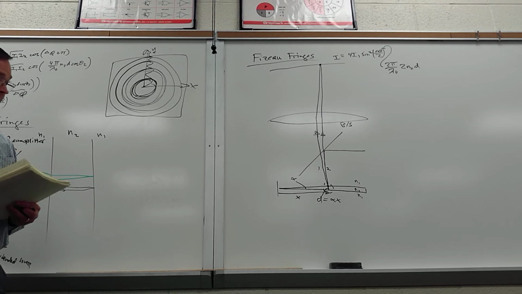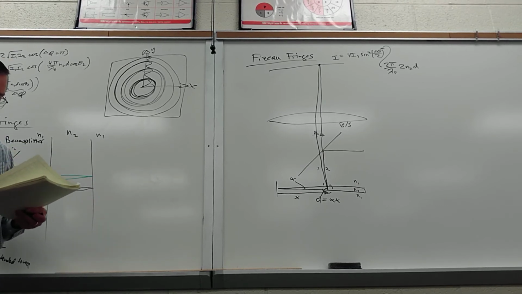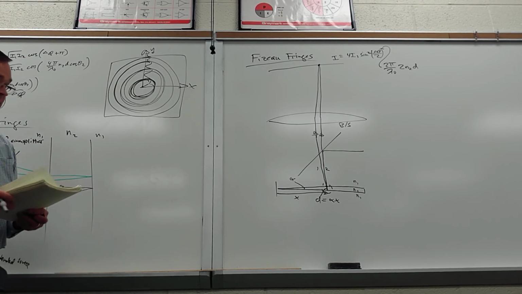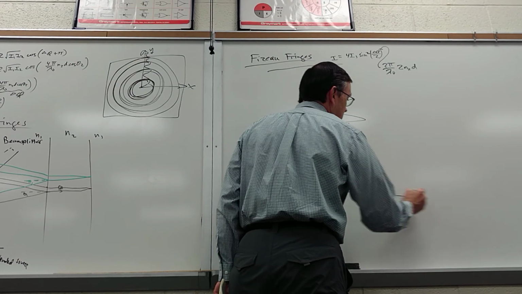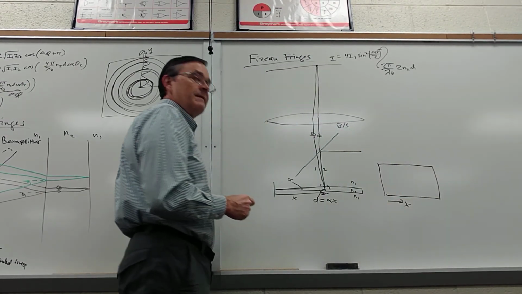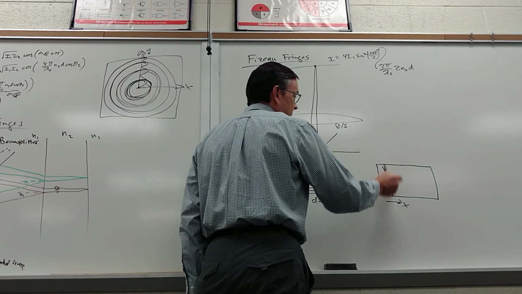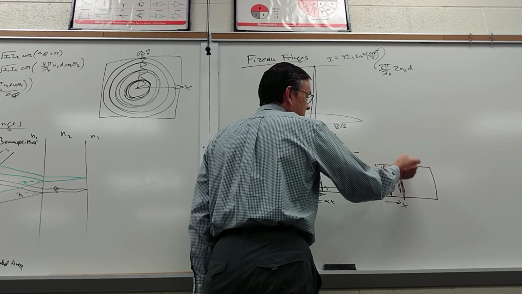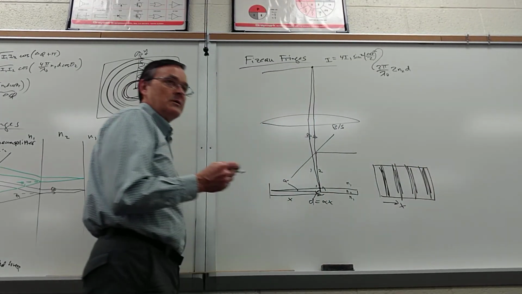There's the paraxial, yeah, it's a small angle approximation. So if I were to take a look at this wedge, let's say the wedge had this shape, this is x, then basically what I would see are a series of fringes like this as I go along x.